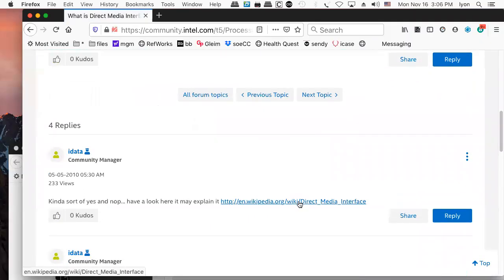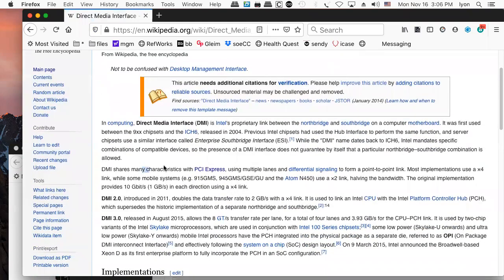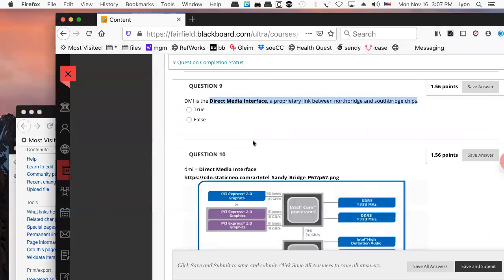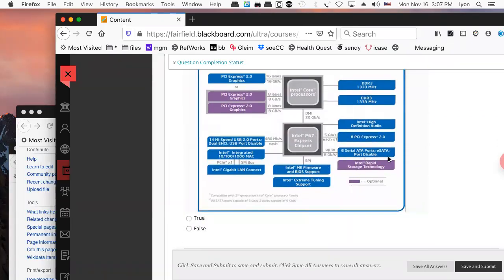So here it is. They're back to it's a proprietary interface. It says characteristics of PCI Express using multiple lanes and differential signaling. And it's a bus. Nothing particularly remarkable about it that I can see. It's a bus. Proprietary link. So here is the so-called Sandy Bridge DMI interface. This is double data rate 3 RAM, PCI Express slots, advanced technology attachment ports, extended serial advanced technology attachment, eSATA. Let's see what else we got in here. Gigabit LAN connections, Sandy Bridge. So it seems to me like what they're doing is they're separating out the I/O chip from the basic processor.